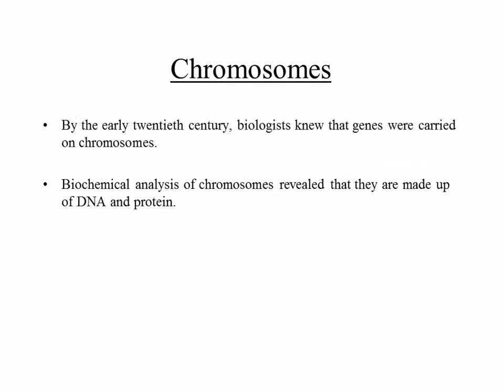Now, by the early 20th century, biologists knew that genes were carried on chromosomes, right? Because they had seen chromosomes. When a cell is dividing, they can see the DNA contents, so they knew what chromosomes were, and they knew that genes were carried on chromosomes. Now, biochemical analysis of chromosomes revealed that chromosomes are made up of DNA and protein, right? And we have already talked about proteins. They are basically amino acids linked together. DNA, these are strands that are made up of those nucleotides that are linked together by what kind of bond?